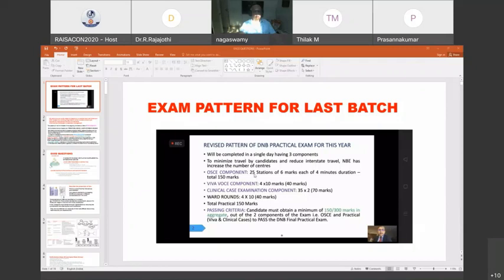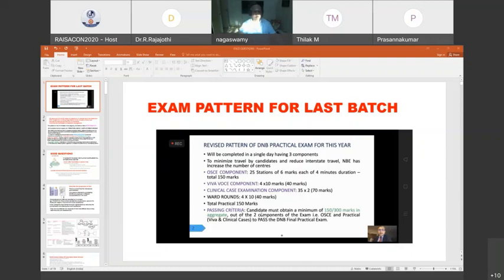And the OSCE component had 25 stations of 6 marks each for 4 minutes duration, totaling 150. And there was a viva component of 4 into 10, 40 marks. Clinical case examination component 35 into 2, 70 marks, ward rounds 40 marks, and total practical 50 marks.